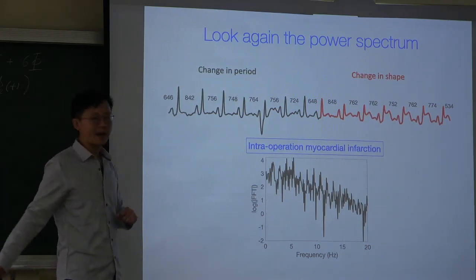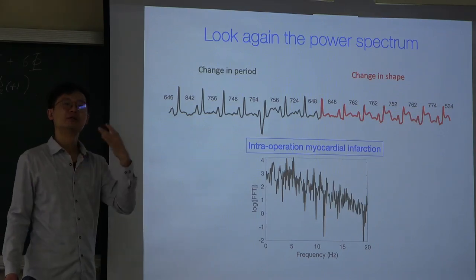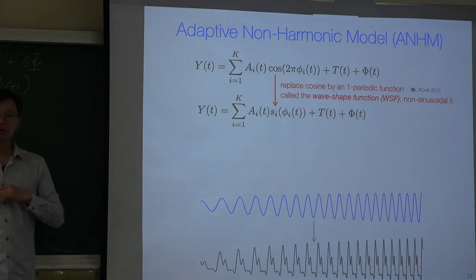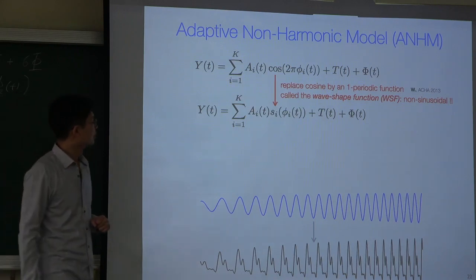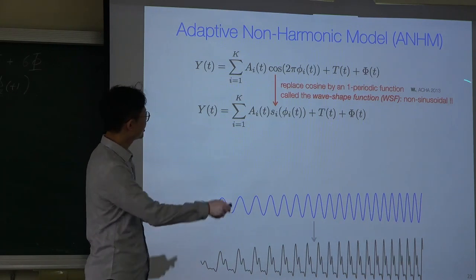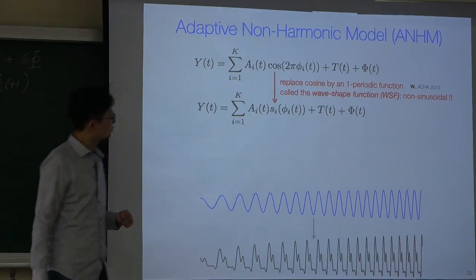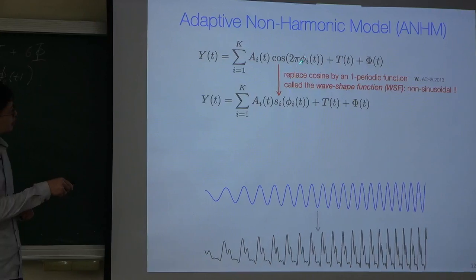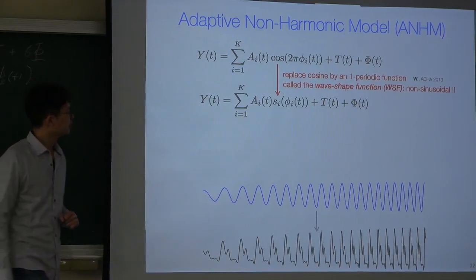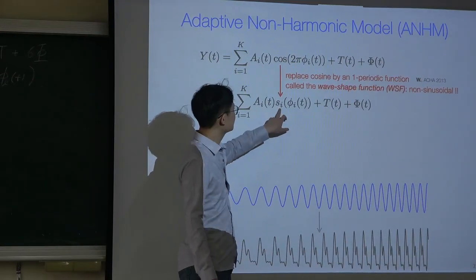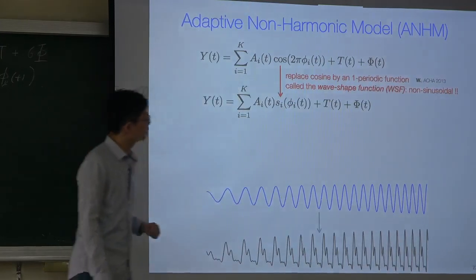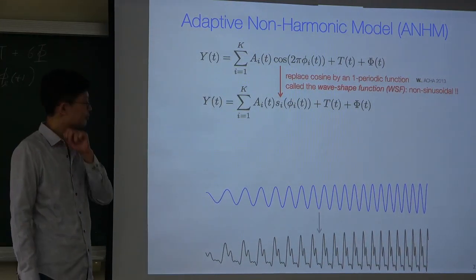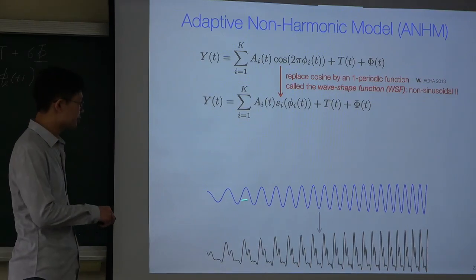So to respect this kind of fact, that is something we can do. There is a literature from 2013. We can replace the cosine function by one periodic function. We call this one periodic function the wave shape function, a term we will use from now on: WSF, wave shape function.